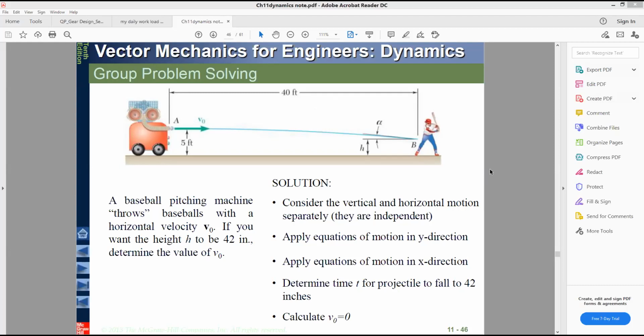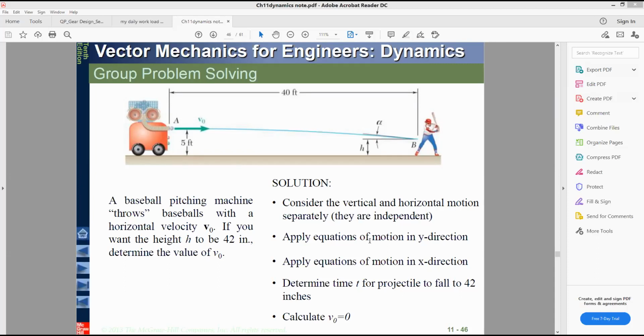Here you can see that the length between this man and this pitching machine is 40 feet, and they have given the height from the ground to the pitching machine, the ejection point, that is 5 feet, and you have to find out the h, right? And it is to be 42 inch, it said.